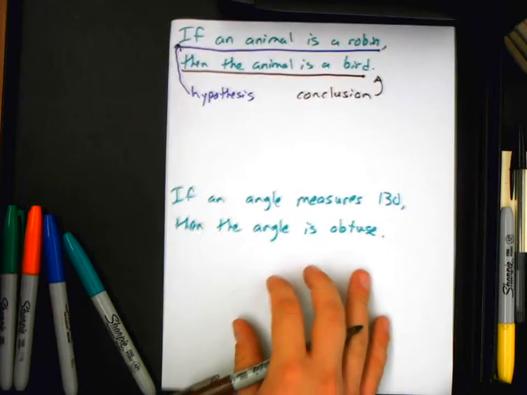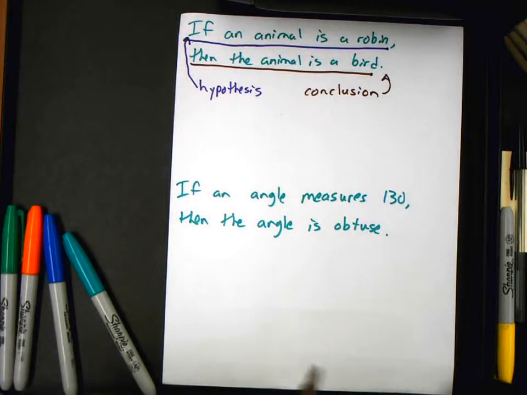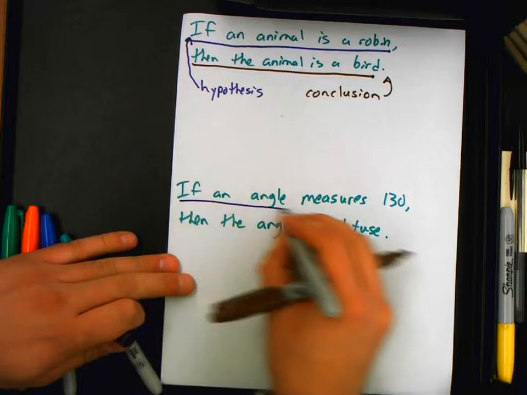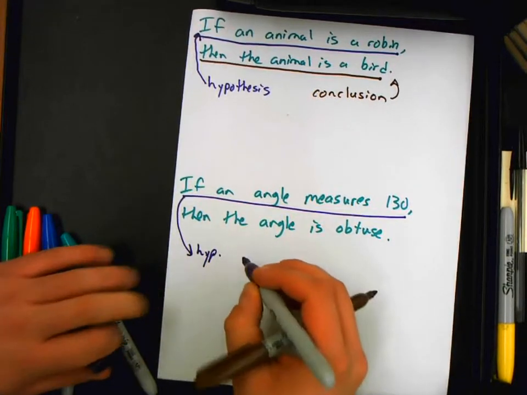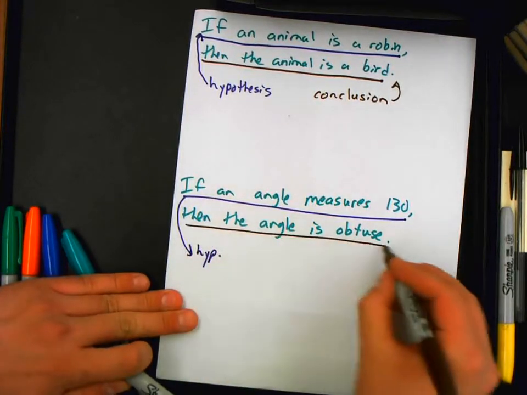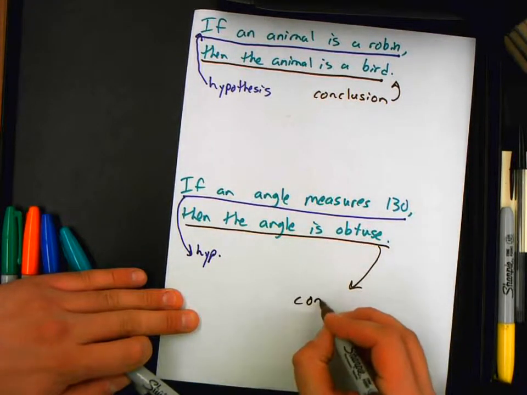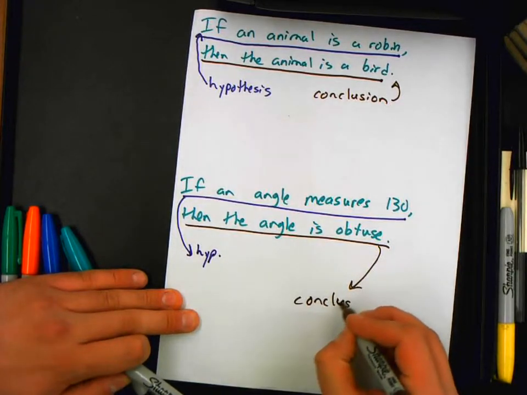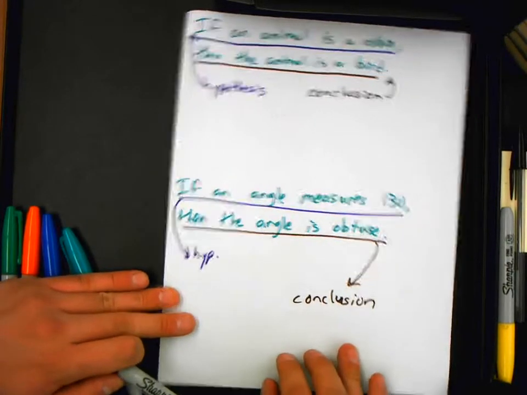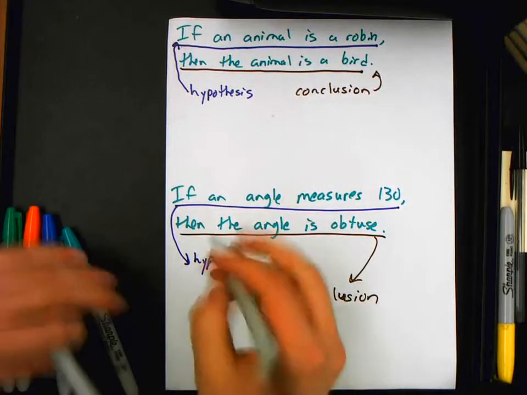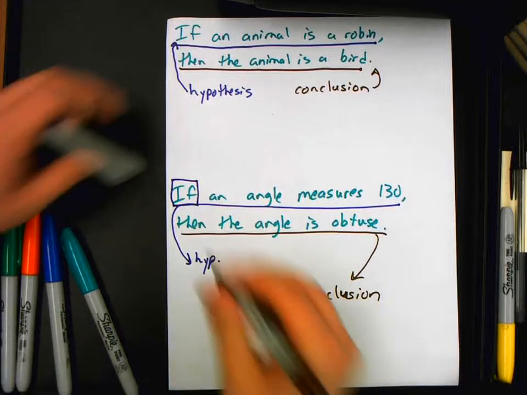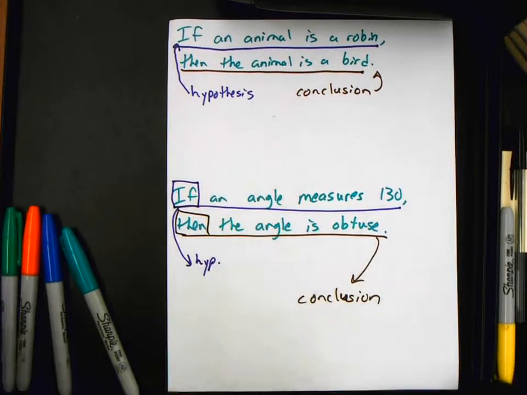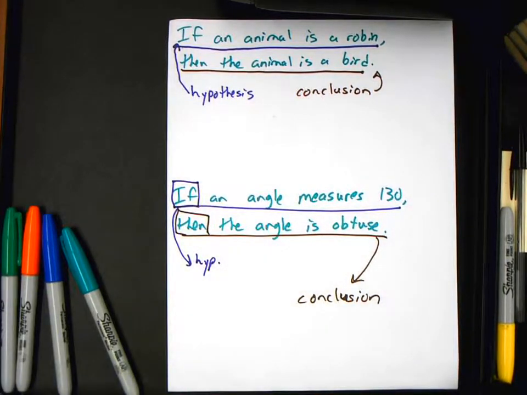Next example is, if an angle measures 130, then the angle is obtuse. This is your hypothesis. And this is your conclusion. So everything that is immediately following your if pertains to your hypothesis. Everything that immediately follows your then is your conclusion. That is the difference between each of the parts in your conditional statement.